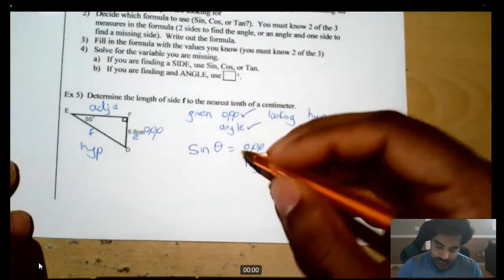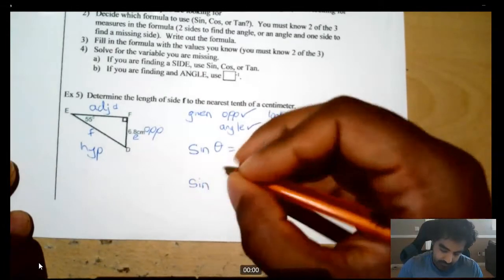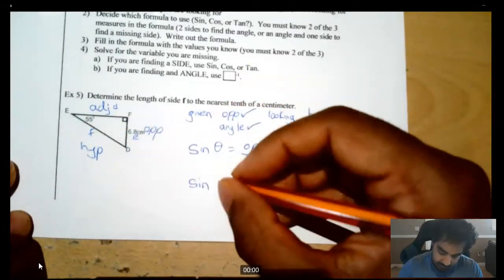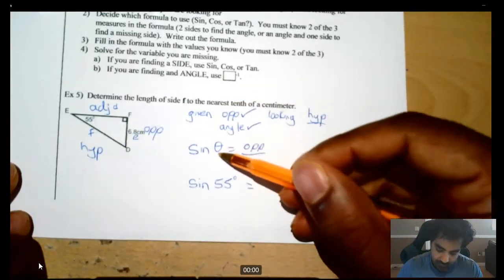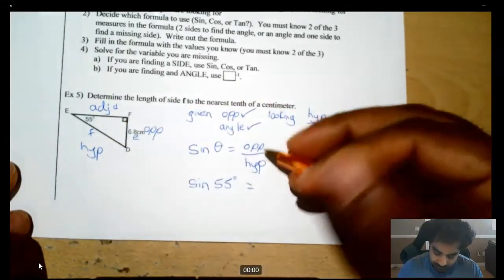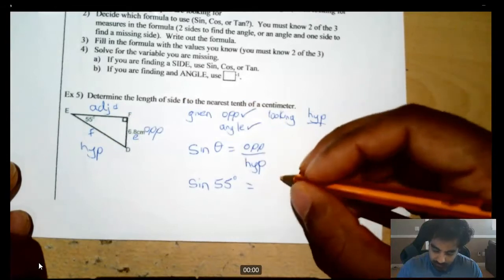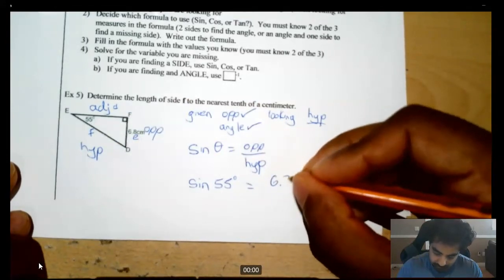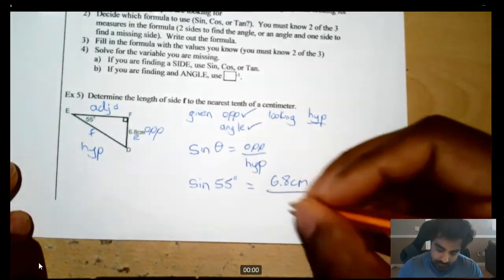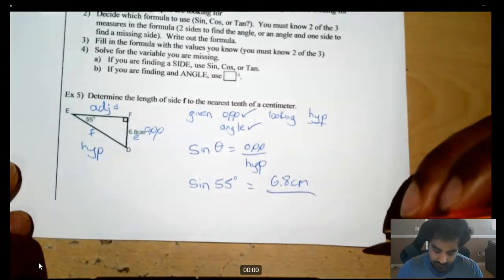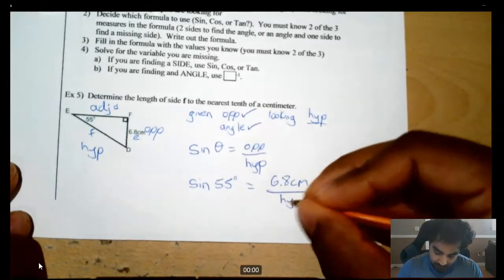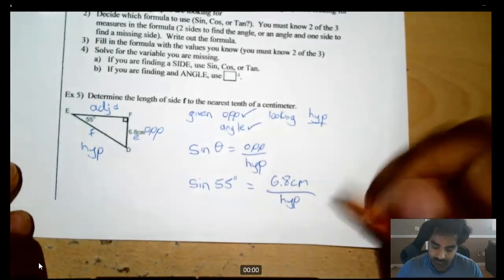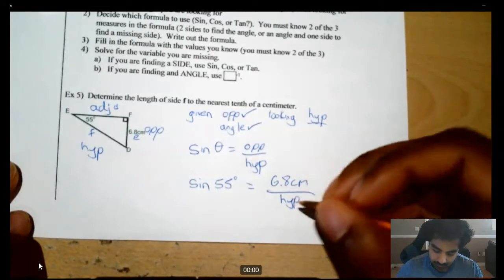And then finally, plug in the values. Theta, in this case, the angle is going to be 55 degrees. And notice sometimes I use theta, sometimes I write the angle, but it's like this. Opposite is 6.8 centimeters. And the hypotenuse is unknown. Okay, leave it as hypotenuse, or I could leave it as F. Okay, we'll see like that.